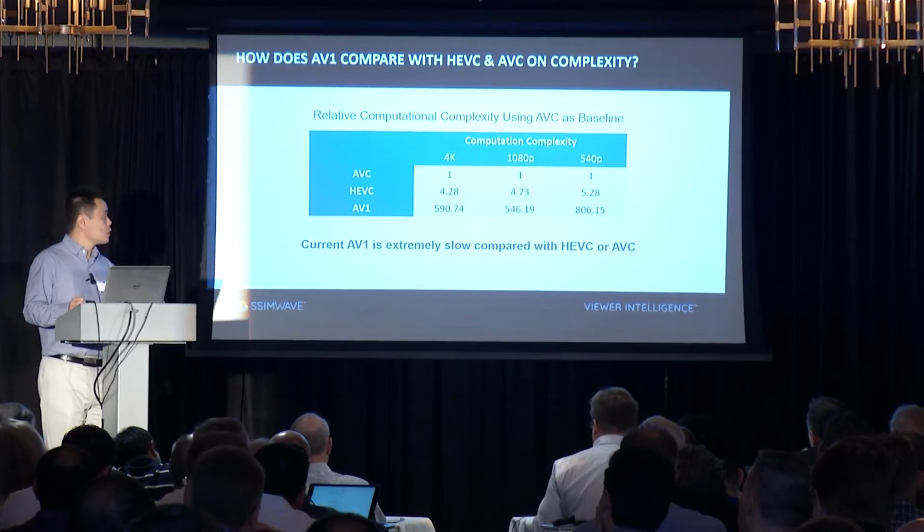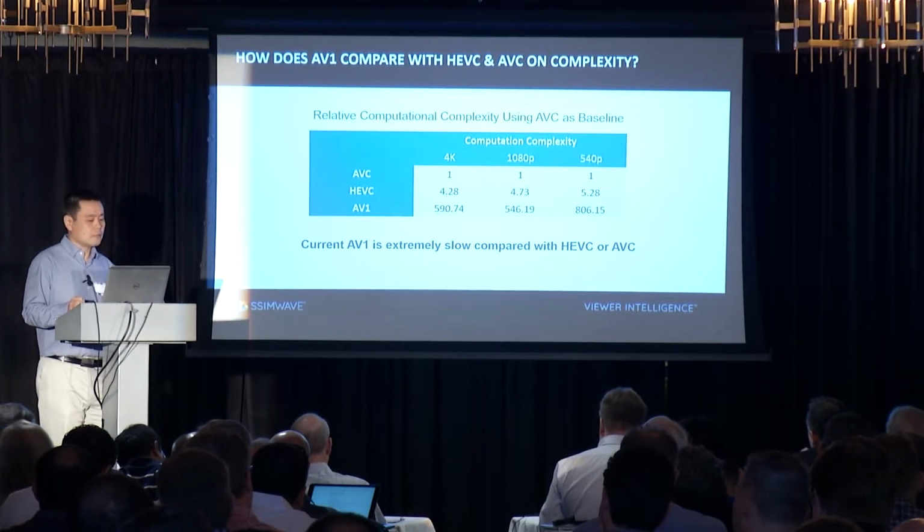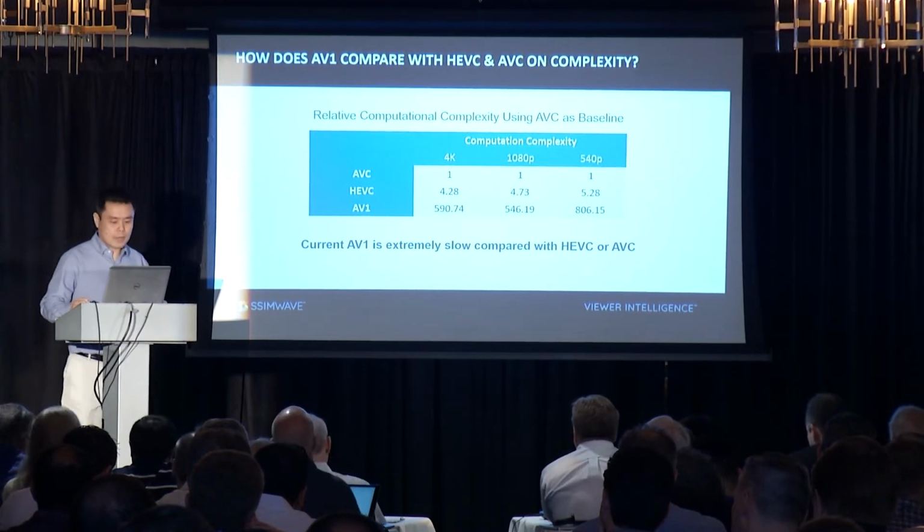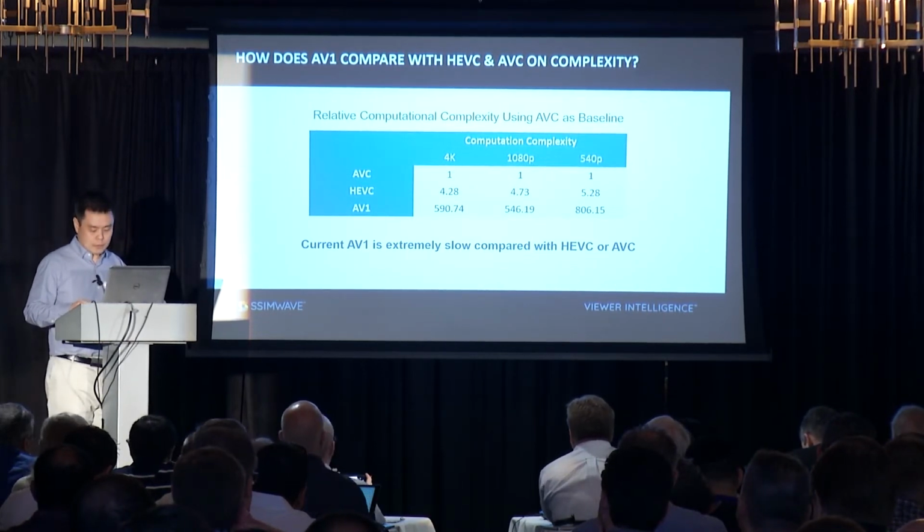And of course, people are improving this. AV1 people are working on software, hardware, and algorithm optimization in order to improve the speed. But this is what we get for the current testing software we have at this point.